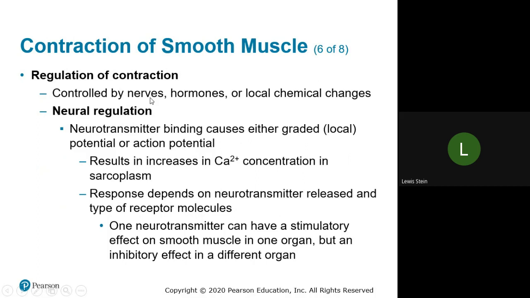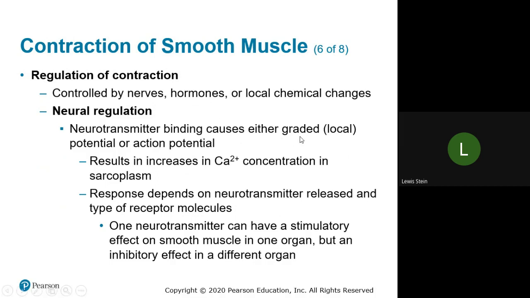Nerves certainly control it. Hormones certainly control it. Local chemical changes. The local chemical changes are a big deal. I mean, you're going to see a lot of that in digestion. And like a lot of these systems, changes in acid and base levels certainly also play a role.